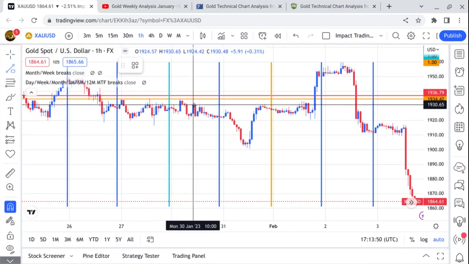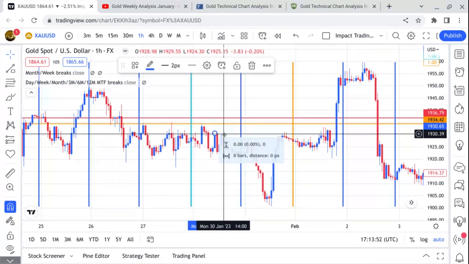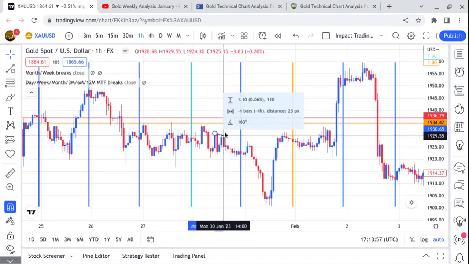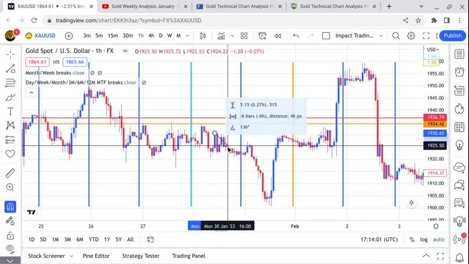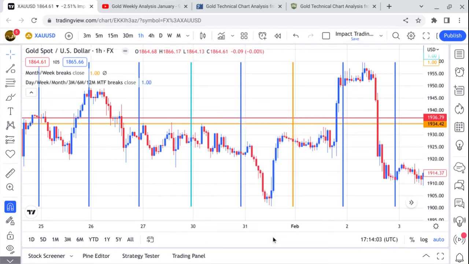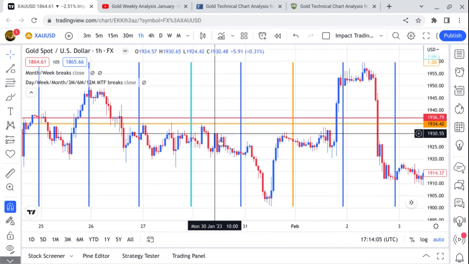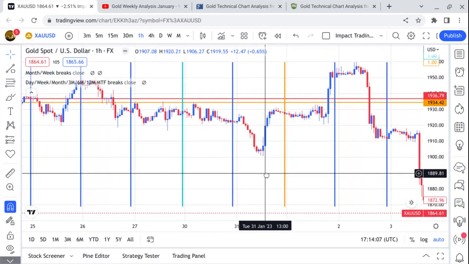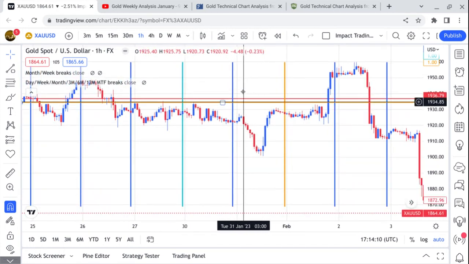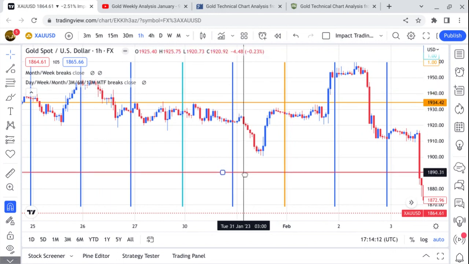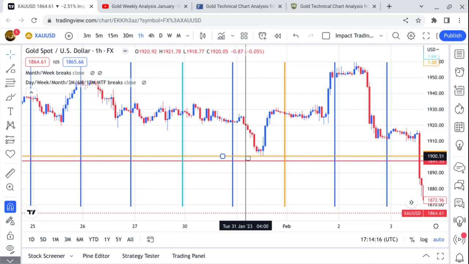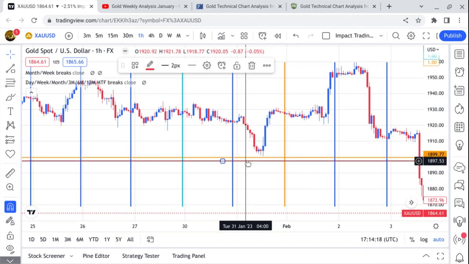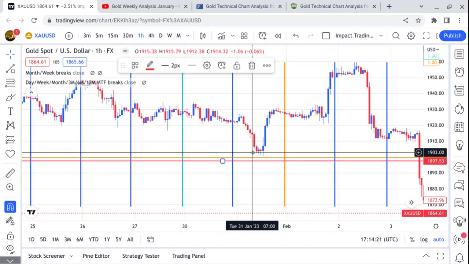Now, swing traders can trade these levels also. The 1930 level is also a level where, once price broke down, the 1930 level became a level of resistance. So price comes down to test support of 1900. All right, second trade of the week. Your second trade of the week came here at the support level of 1900.